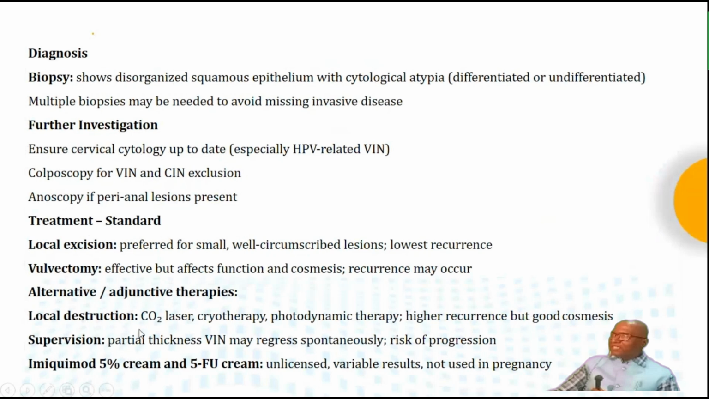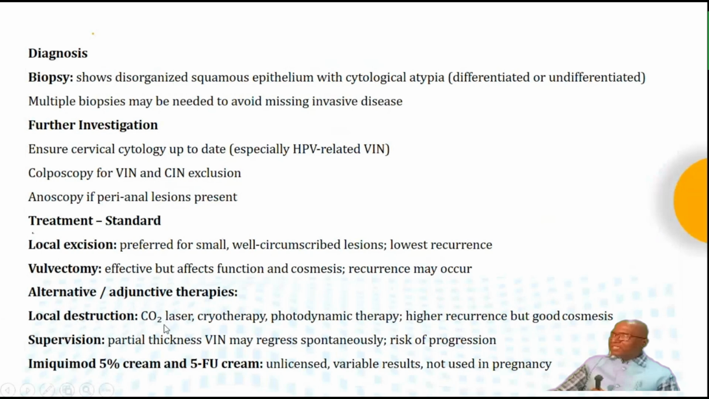Okay, so for the first time in the benign or pre-malignant conditions, the surgical treatment we have seen in the vulva is a local excision. Okay, local excision is preferred for small, well circumscribed lesions. It has the lowest recurrence. Okay, vulvectomy is also there, and it is effective, but it affects the function, and cosmesis is an issue. Recurrence can happen.